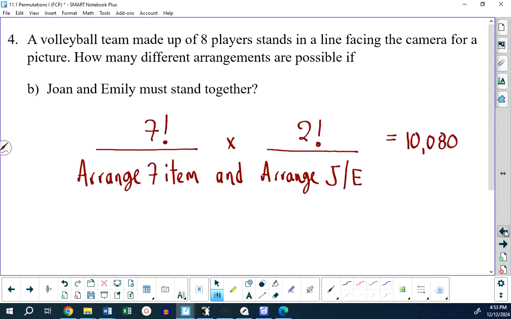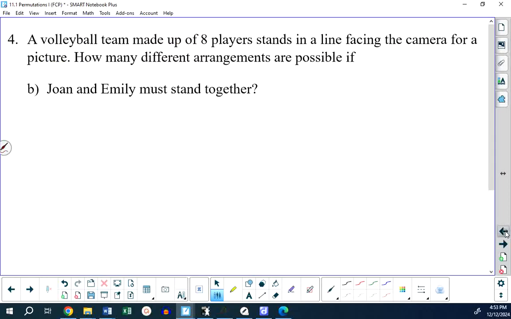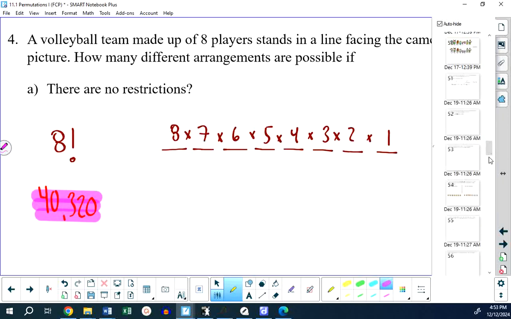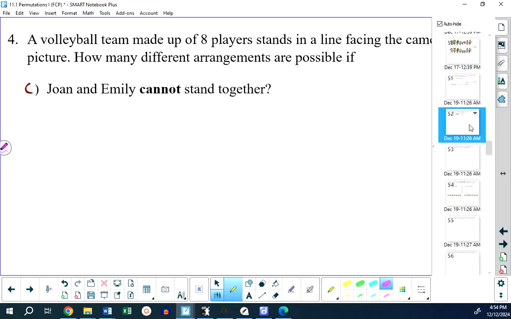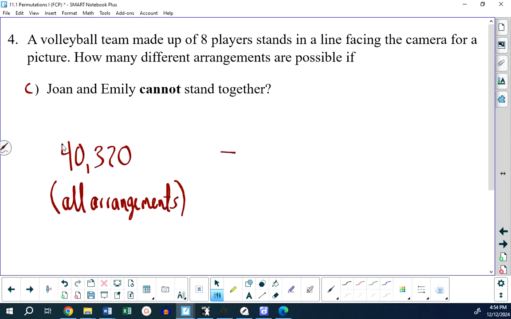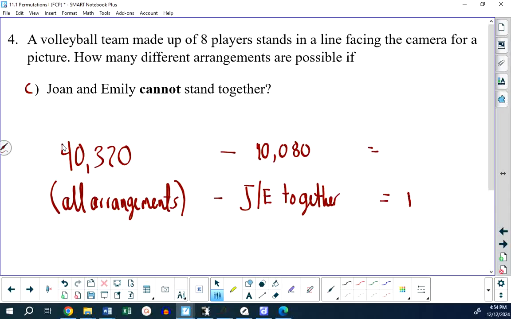Of the, I believe, 40,320 different arrangements, we'll just go back and look. 40,320 were all of the different arrangements of the 8 players. Of those 40,320, some of them had Joan and Emily standing next to each other, and the rest didn't. If we take the total number of arrangements, this is all arrangements, and we subtract from that the ones where Joan and Emily are joined at the hip, and that number was 10,080, what we're going to get is the ones where Joan and Emily are not together.